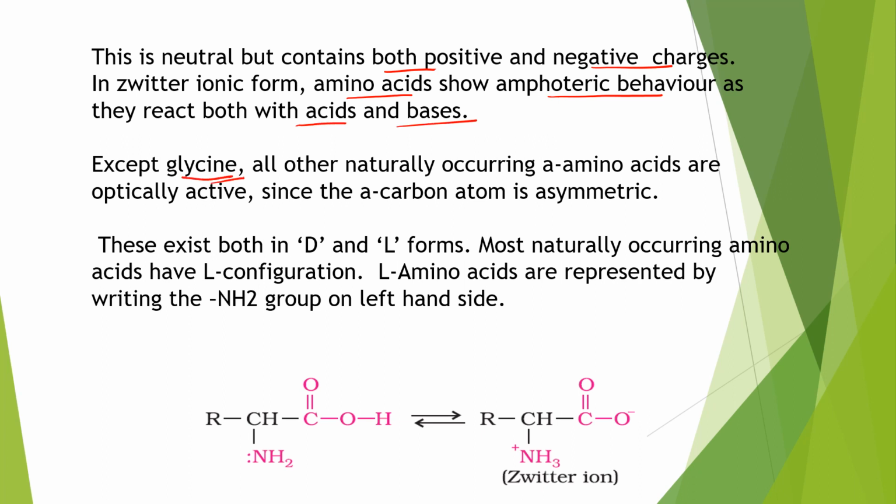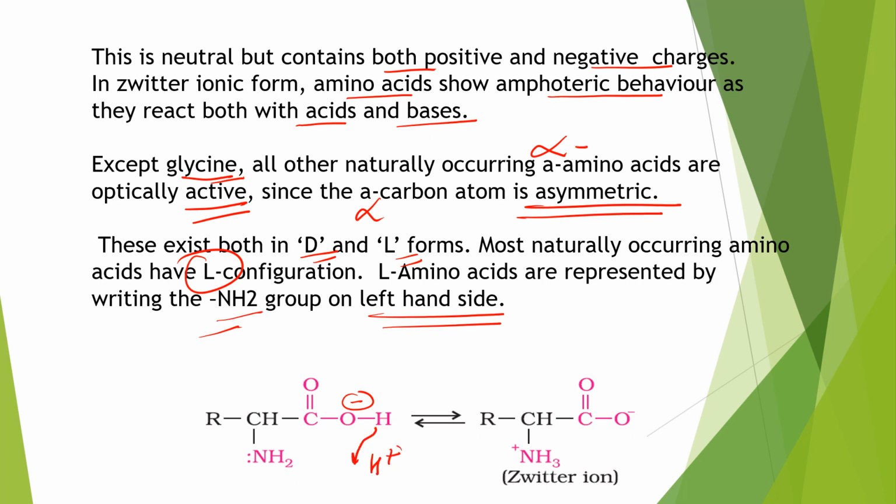Except glycine, all other naturally occurring amino acids are alpha amino acids and are optically active since the alpha carbon is asymmetric. These exist both in D and L forms. Most naturally occurring amino acids have L configuration, and L configuration means the NH2 group is present on the left hand side. So this is an amino acid, and when it is put in solution, this removes the hydrogen ion H plus, and this NH2 accepts this H plus and becomes NH3 plus. So this is a Zwitter ion which contains both positive and negative charges in the same molecule.